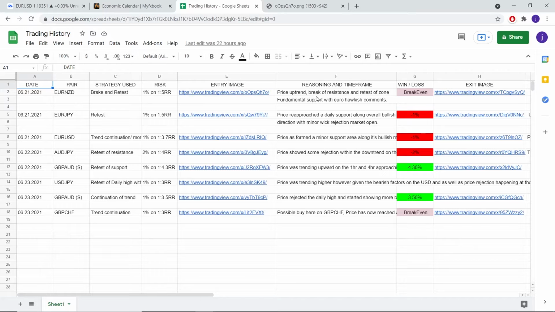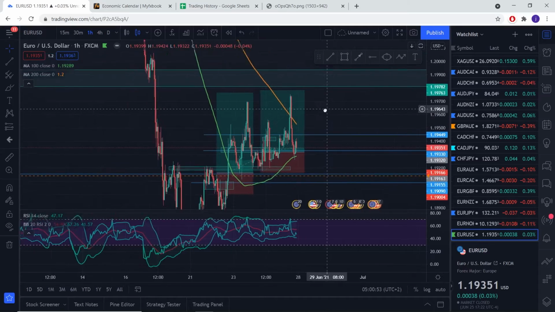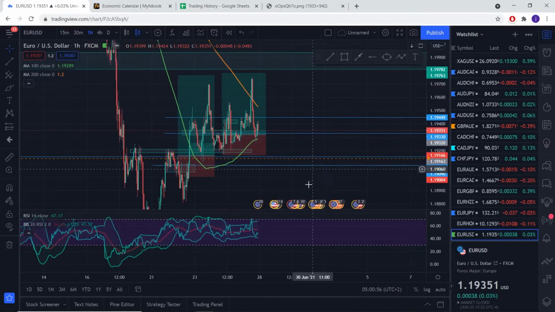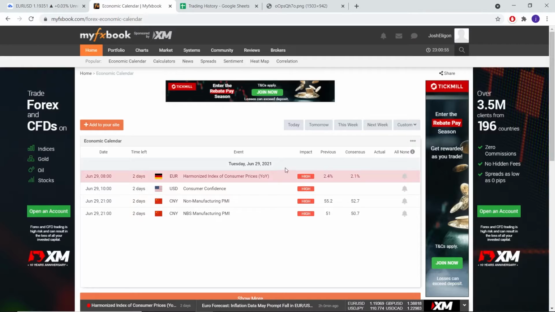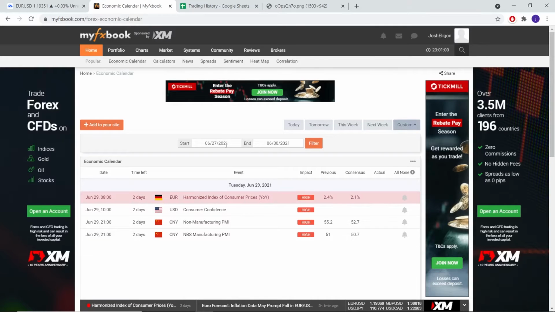Use break and retest. Price was in an uptrend, a break of resistance and retest of zone, with fundamental support from Euro hawkish comments. Alright, and this was based on the ECB, from President Lagarde's speech. And let's see if we could pull that up from last week.